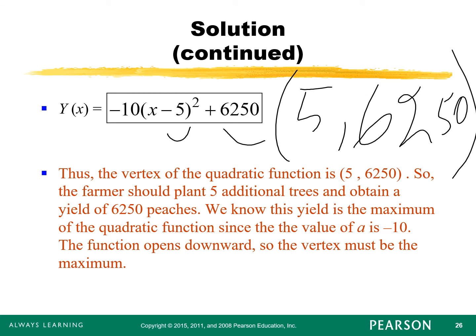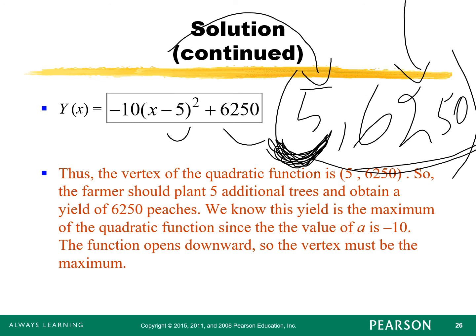We will say the farmer should plant 5 additional trees, because we said that x is always the number of trees that we are adding. The farmer should plant 5 additional trees to obtain 6,250 peaches. And this is what we call the maximum yield. The maximum yield is for 5 more trees, he will get 6,250 peaches.